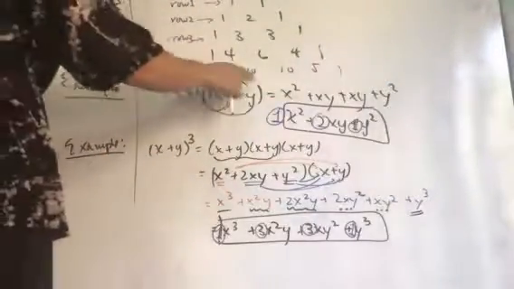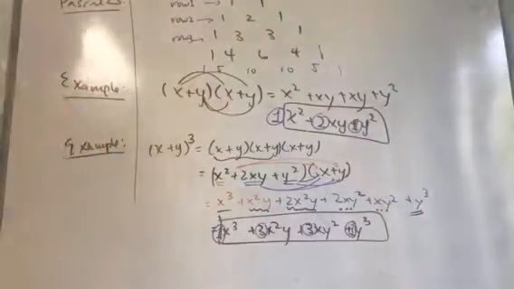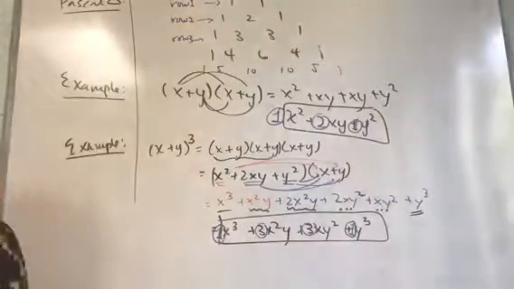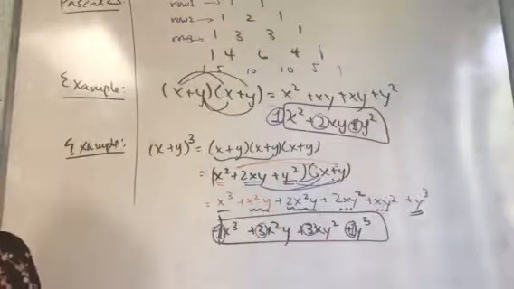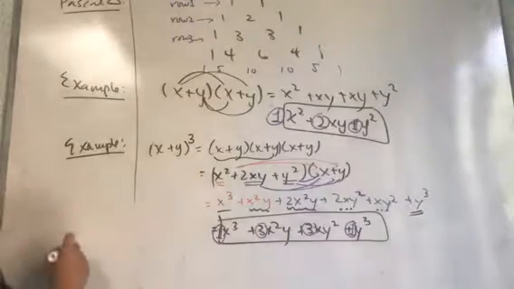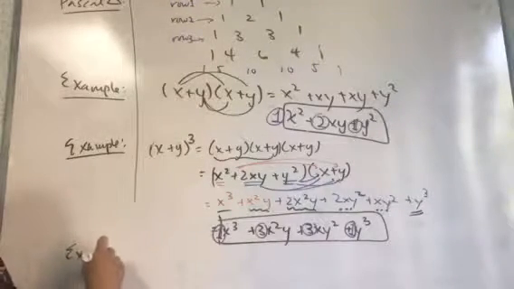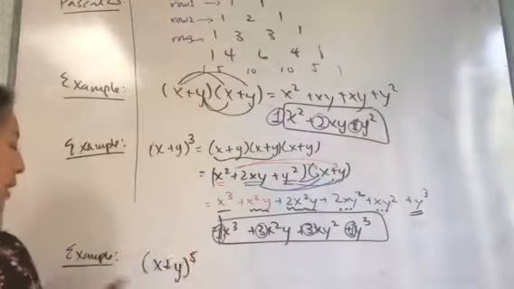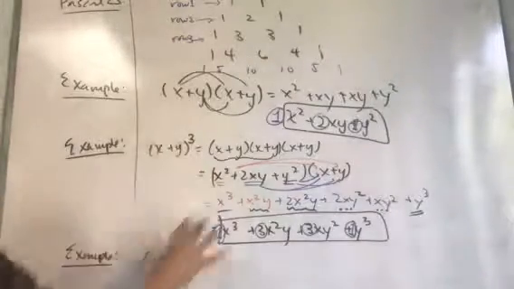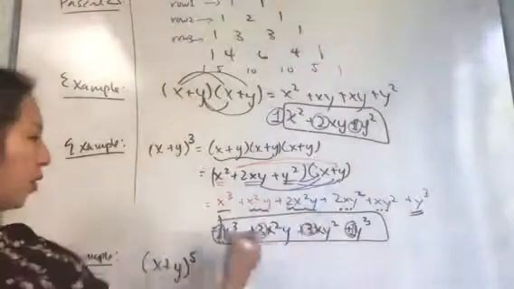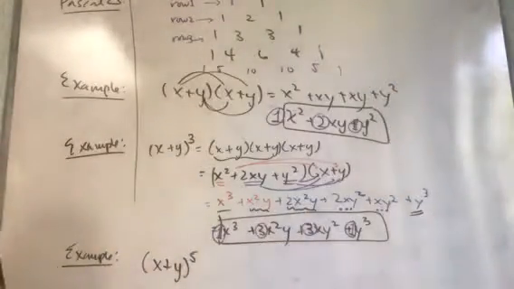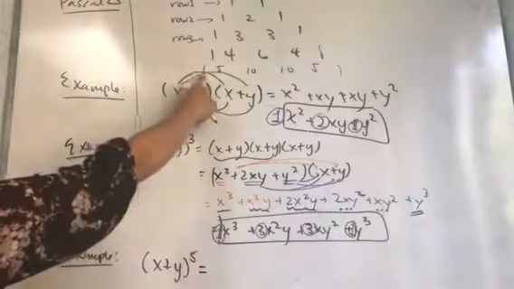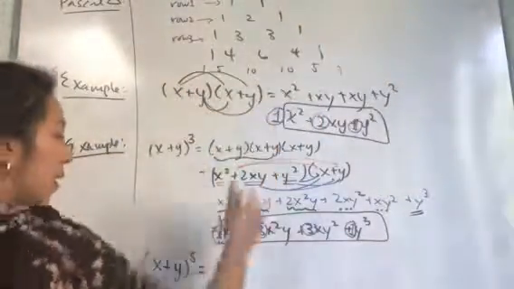Let's say 1, 5, 10, 10, 5, 1. Okay? So if we wanted to add one more example, and we wanted to find, for example, x plus y to the 5th power, well, guess what? We don't need to take this whole thing and multiply it by x plus y. We can just simply use the coefficients. We know the coefficients are going to be 1, 5, 10, 10, 5, 1.